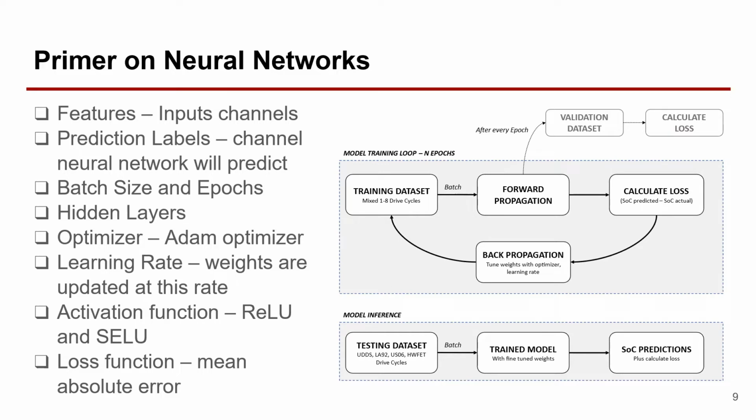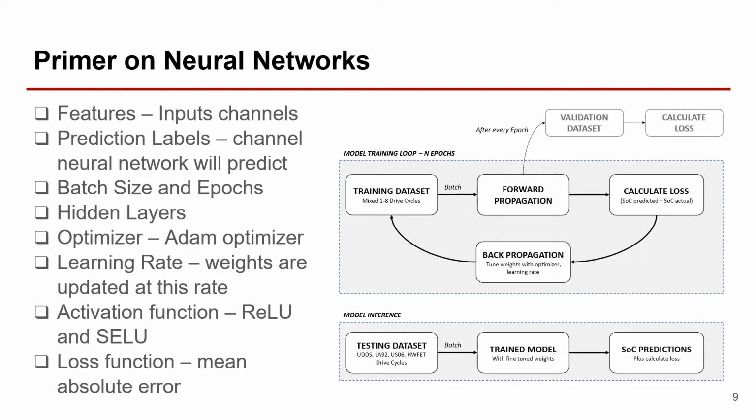Several input channels that are fed to the neural network are called features. So in our case, we had a lot of features like voltage and current, etc. The channel that the neural network will learn to predict during training is called the prediction label. In our case, it was SOC. Then the dataset is split into smaller batches, both during training and testing. This is typically set to 32 and is called batch size. If there are n features, then the model is fed n times 32 data points in each batch.